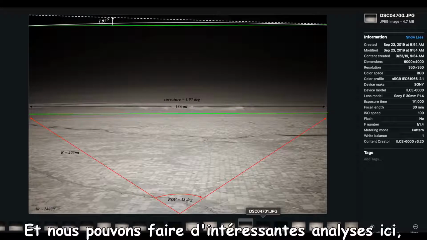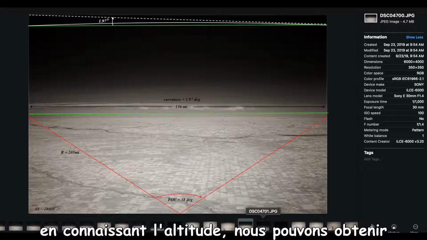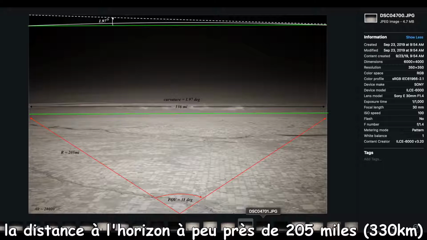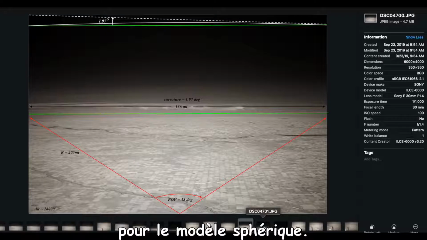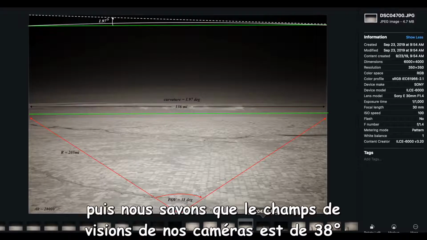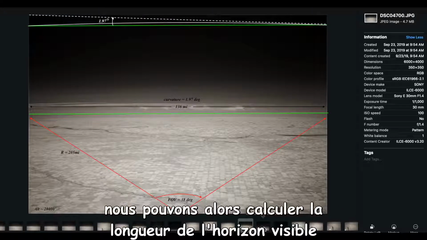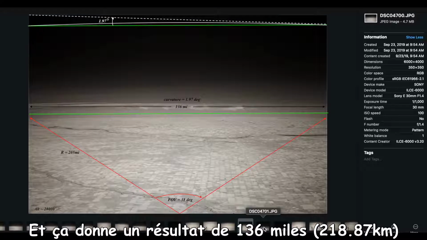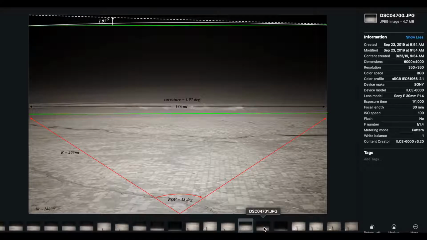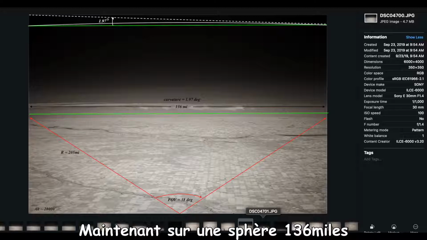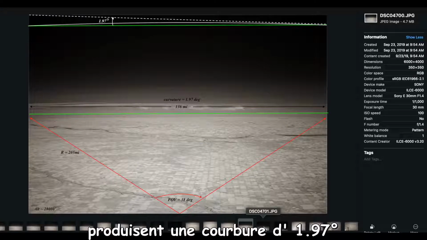And we can do some interesting analysis here. By knowing the altitude, we can get a distance to the horizon of about 205 miles, okay, from the globe model. And then we know our camera's field of view of about 38 degrees. So then we can calculate what the visible horizon length is. And that came out to 136 miles. Okay? Now on a globe, 136 miles produces a curvature of 1.97 degrees.